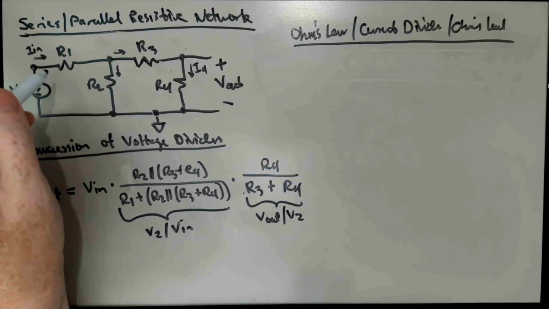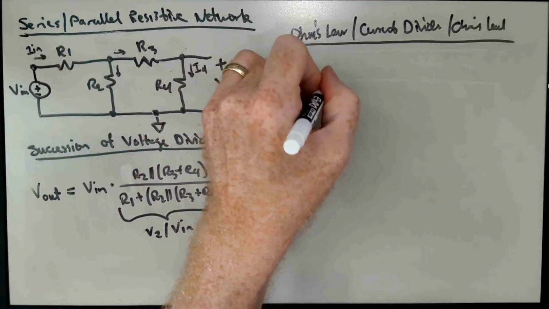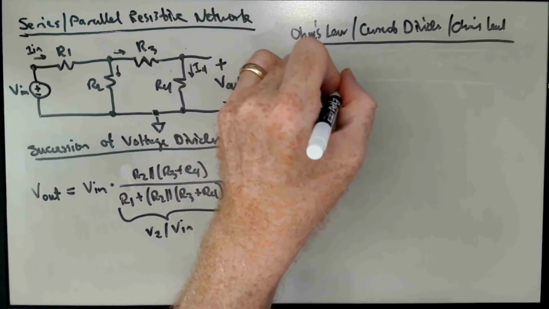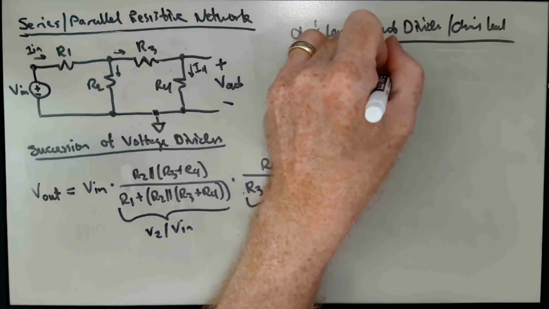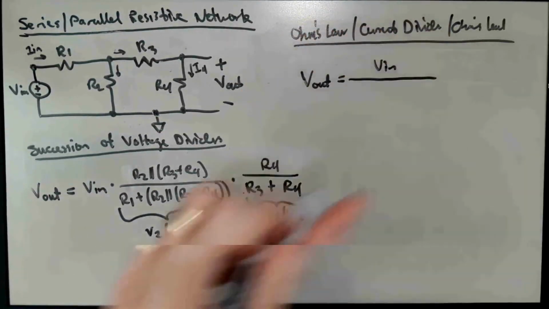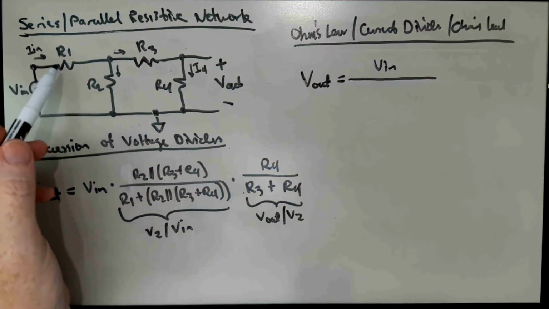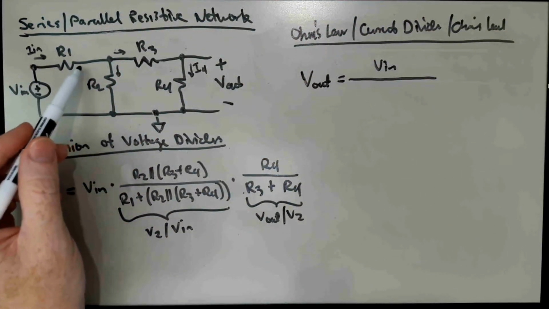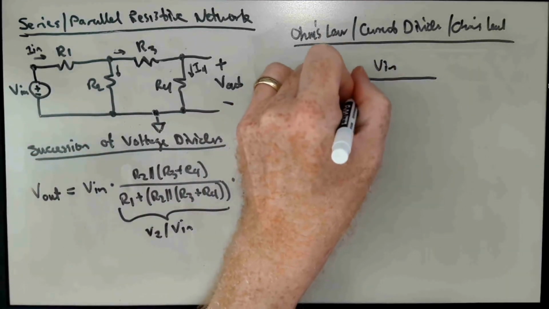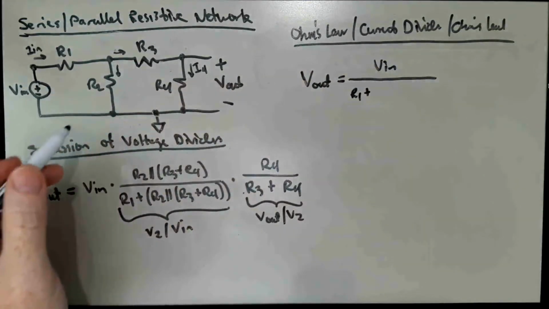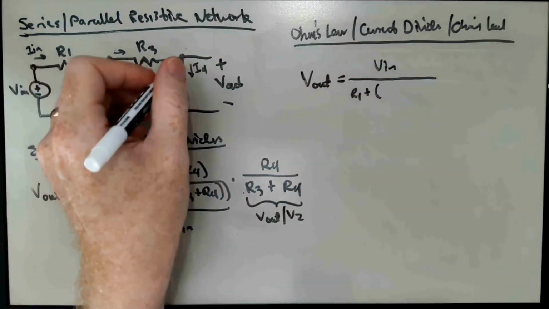And so the way that might go is I could write V out is equal to, start out with I in, V in over the equivalent resistance of this whole network collapsed into a single thing, and we talked about that, so we can write that down by just reading it off the network. We see R1 in series with, which is R1 plus, R2 in parallel with R3 plus R4.